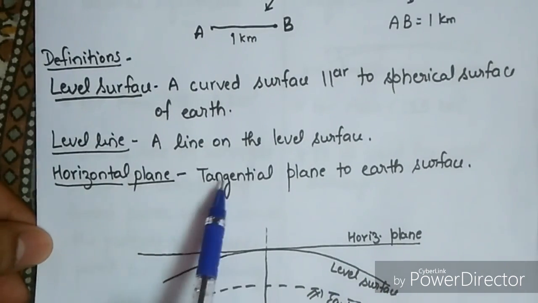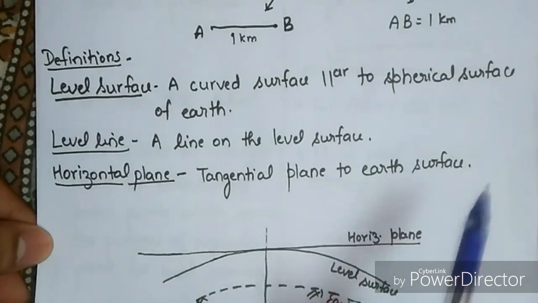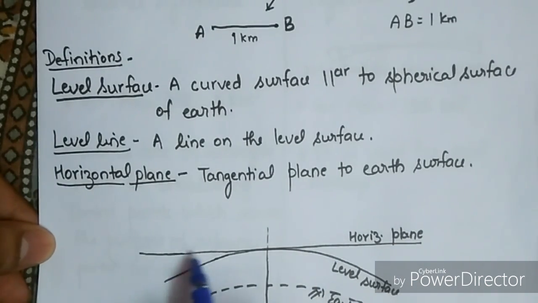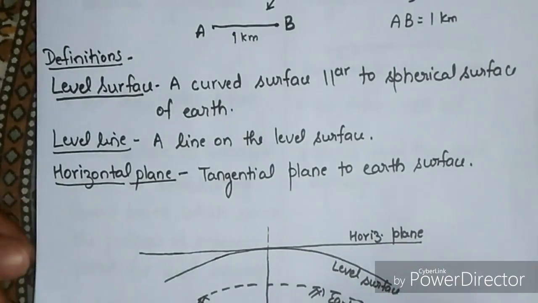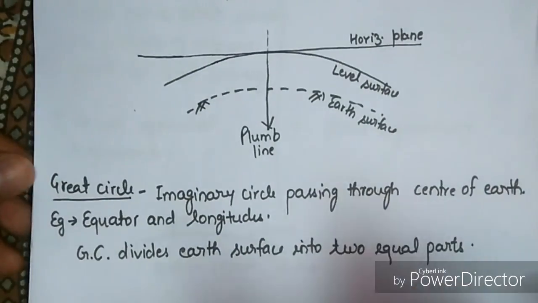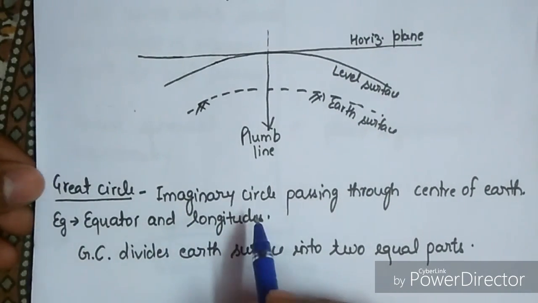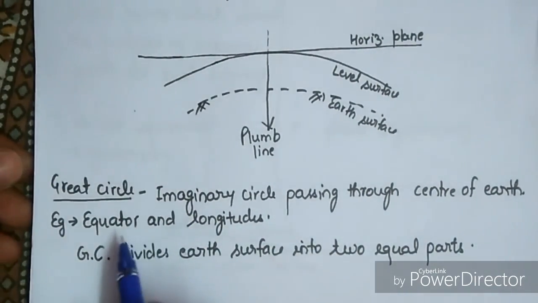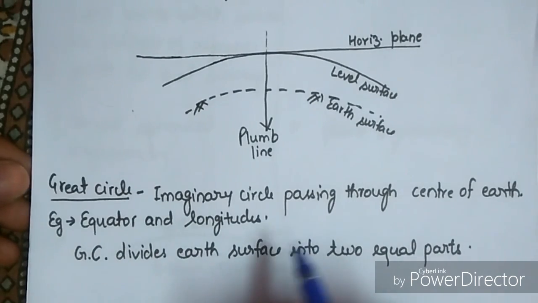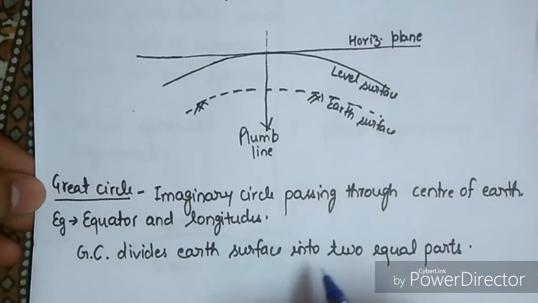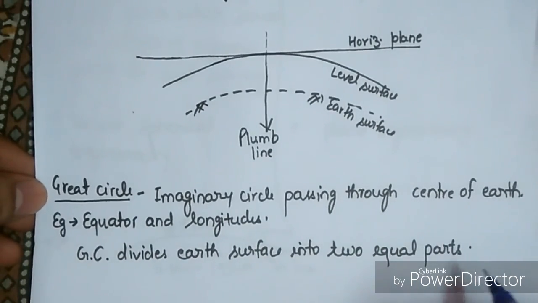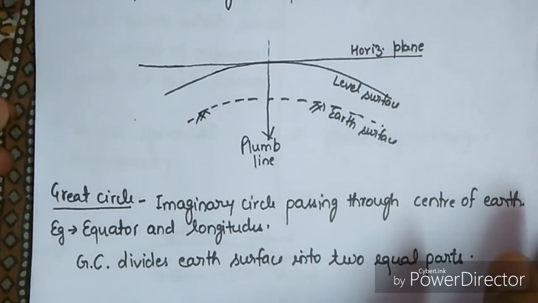What is horizontal plane? A tangential plane to earth's surface. You can watch it here. This is the horizontal plane. Okay. The great circle. Great circle is the imaginary circle passing through the center of earth. Example, equator and longitudes. Now great circle divides the earth's surface into two equal parts. You must be aware of the great circle.